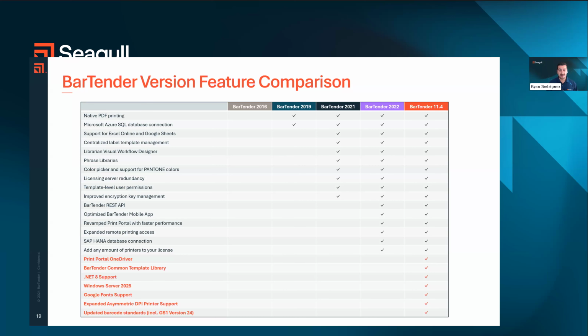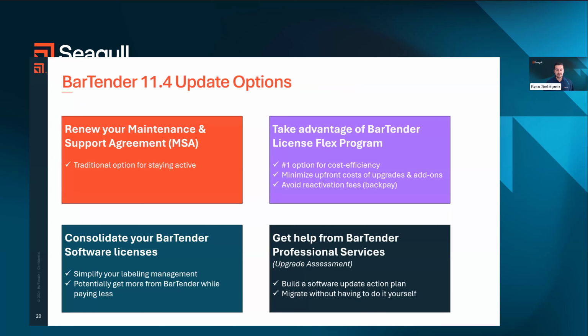If you have any questions on how to get started on your update process or your update journey, don't worry, we have several different options for you to get started today. First of which is to make sure that you have an active maintenance and support agreement. That can easily be done by renewing that MSA, which is the traditional option to go. But if you're also looking to save some money on those labeling costs, easily take advantage of our BarTender License Flex program. This is the number one option for cost efficiency, as well as helping you look to upgrade and continuing to add on to your labeling operations if you're looking to add new printers.